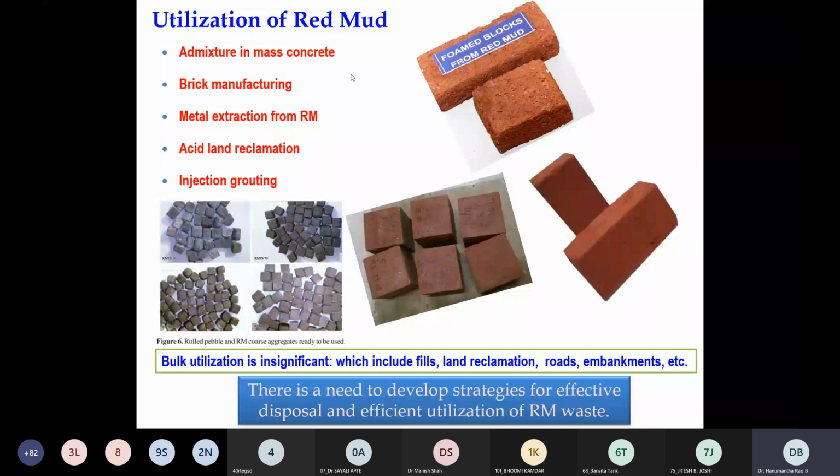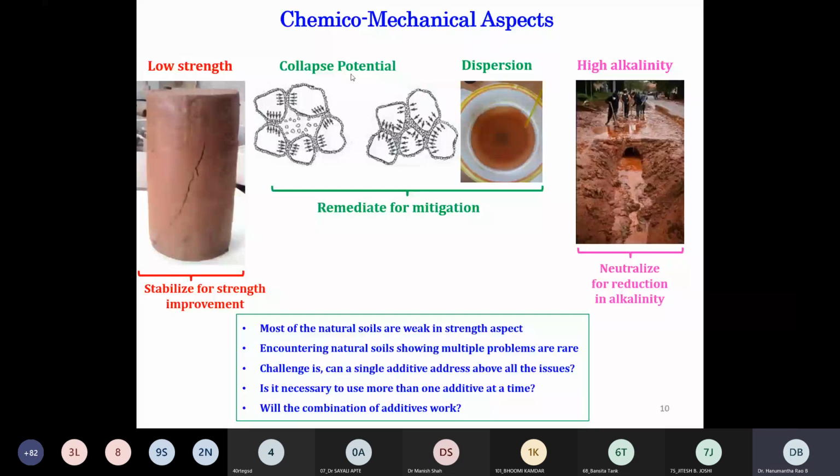So these are the typical questions that normally arise when you try to deal with or stabilize the material. Now, let me give you a brief about the different problems that you normally encounter when you try to deal with the bauxite residue. The very first problem is low strength. The strength is so low that we cannot directly use this material for engineering applications.